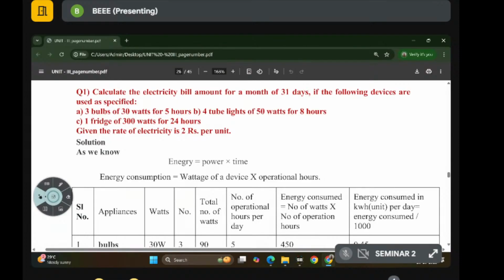First you draw the table. First you draw the table. Serial number, name of the appliance, number of appliances, watt or wattage. You can write watt or watts or wattage, and total wattage, hours, and kWh.